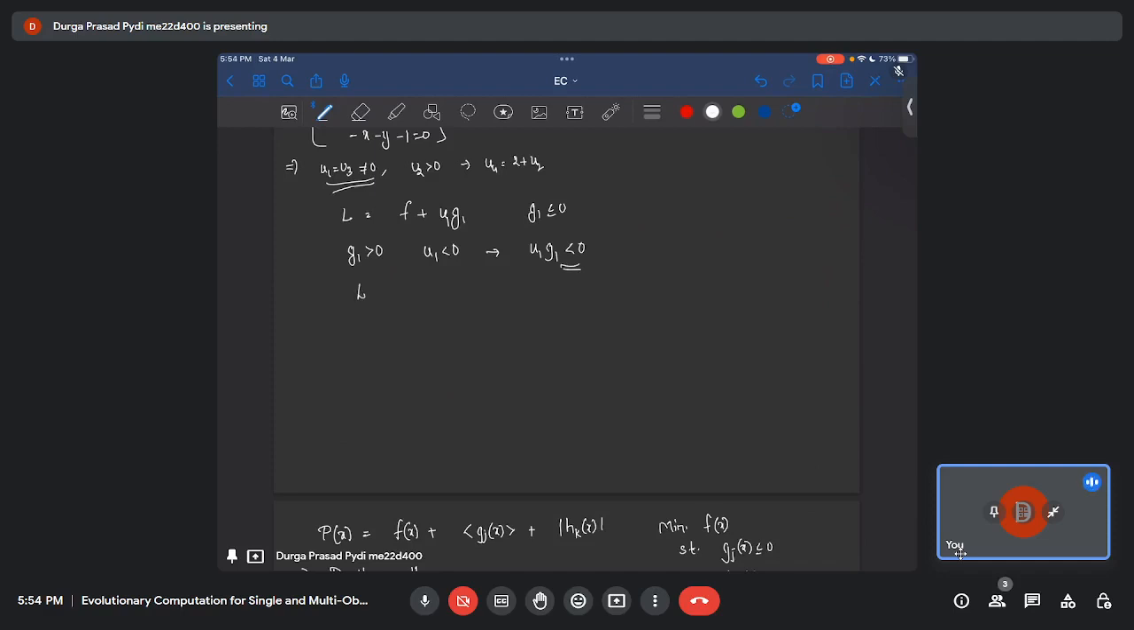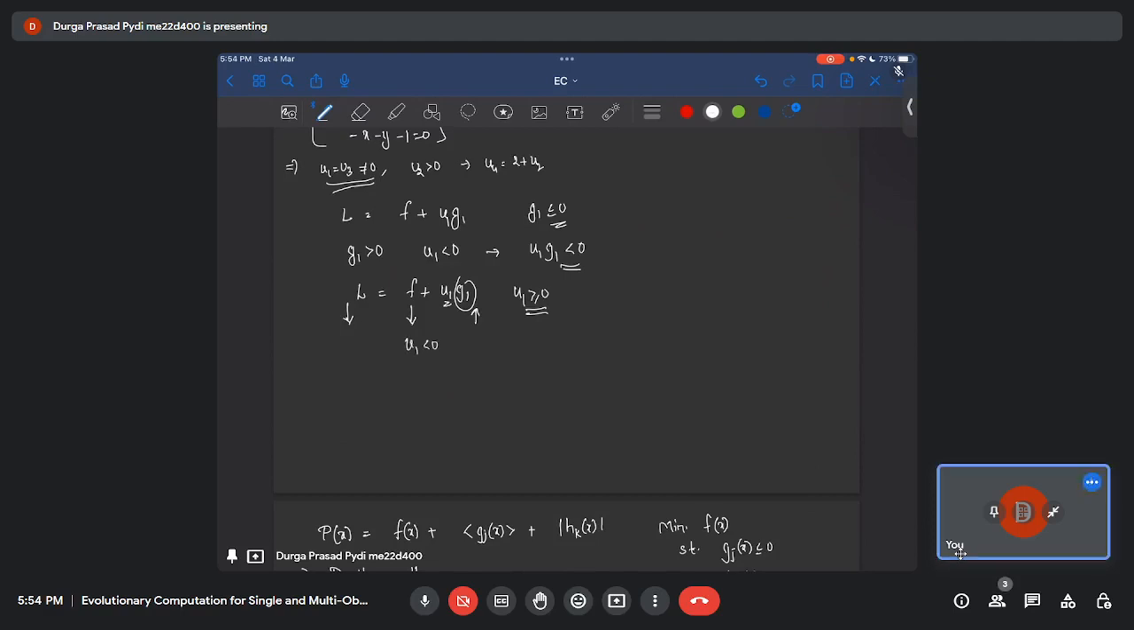So the L value will essentially be like this when you define it in this particular way with a negative value of u. When you try to minimize L, what will it do? It will minimize g1, and since u1 is negative, it will try to increase the value of g1. So it is the kind of reverse: we essentially want g1 to be negative, but the way we have implemented this will drive it in the opposite direction. So we put another condition which says u1 should be positive.